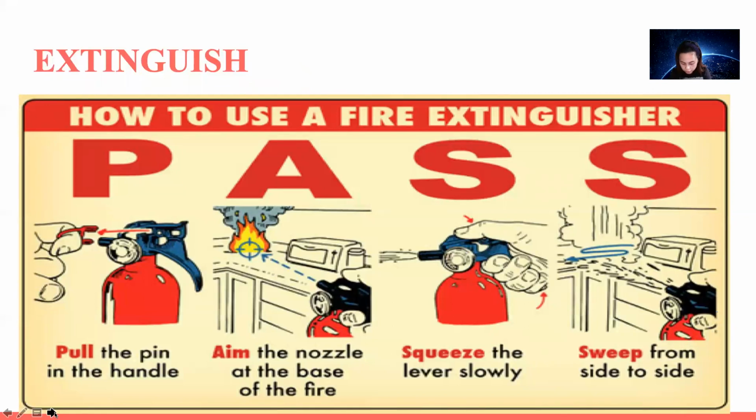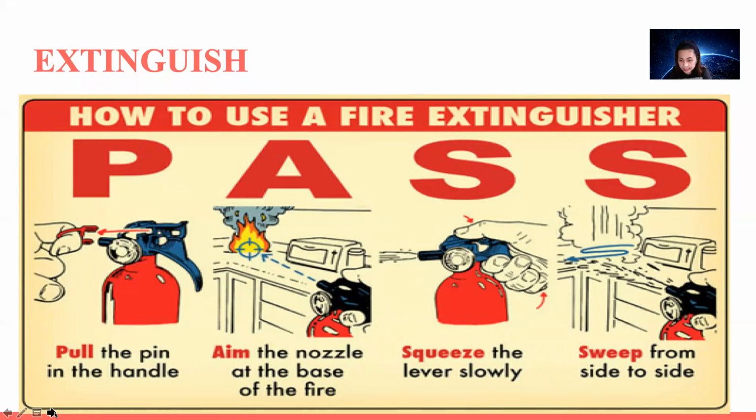Then you need to extinguish. E is for extinguish. So for extinguishing the fire, there are 4 steps. So that is the PASS. P-A-S-S. P for pull the pin in the handle. A for aim the nozzle at the base of the fire. And S, squeeze the lever slowly.